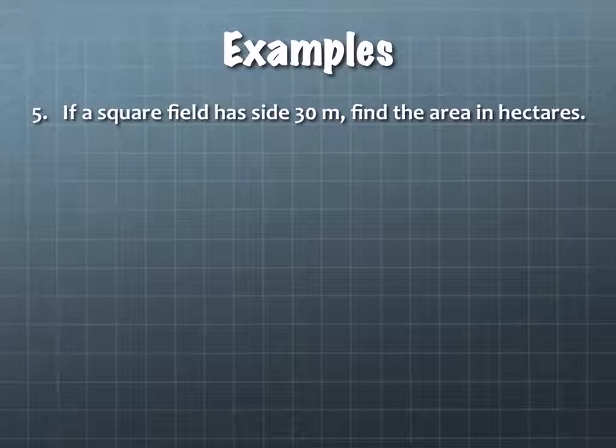Okay, so we're going to do a couple of examples of these, and then we'll call it good for today. A square field has a side that is 30 meters. We're going to find the area in hectares. Okay, so we have 30 meters.